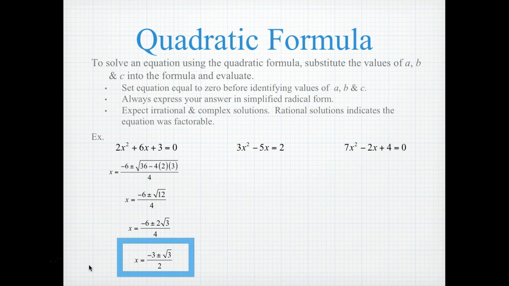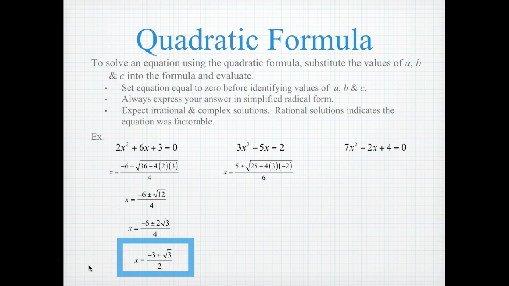In the next example, we first have to subtract 2 from both sides in order to get our true values of a, b, and c. This gives our constant value, c, equal to negative 2. Substituting those values into the expression gives me 5 plus or minus the square root of 25 minus 4 times 3 times negative 2, all over 6.